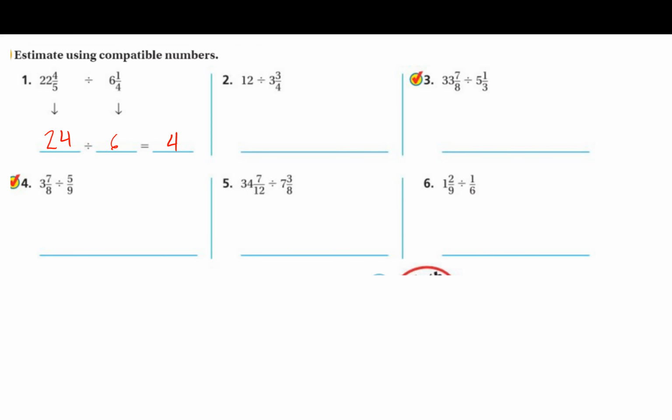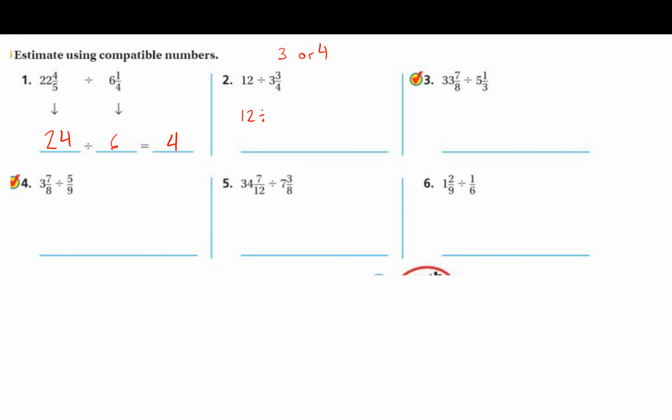Okay, let's look at number 2. So 2, we have 12 already. Since we have a whole number here already, I'm going to leave that one. And now I want to look at 3 and 3/4 and decide, okay, should I use 3, which will go into 12 evenly, or should I use 4, which will also go into 12 evenly?